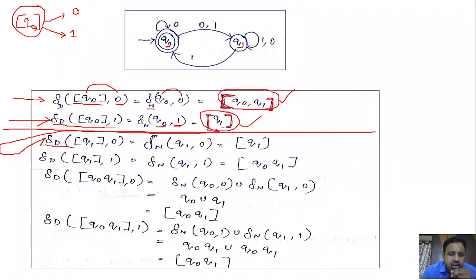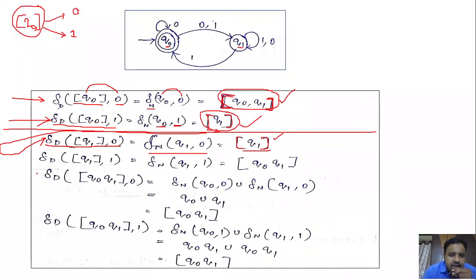Delta D of Q1 comma 0. In order to calculate the transition for Q1 on 0, go to the NFA: delta N of Q1 comma 0. Where is it going? It is self, so the result is Q1. Enclose that result in a square bracket. So this one we did.